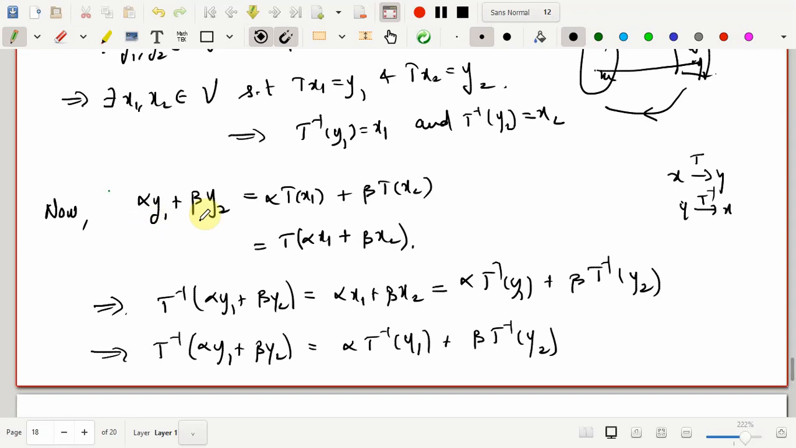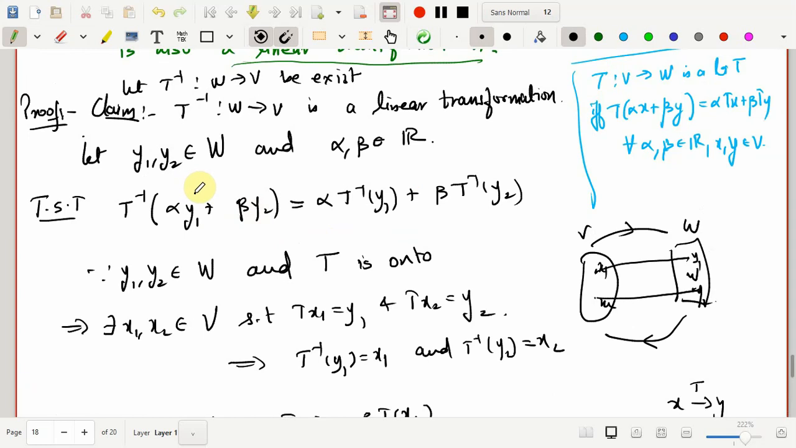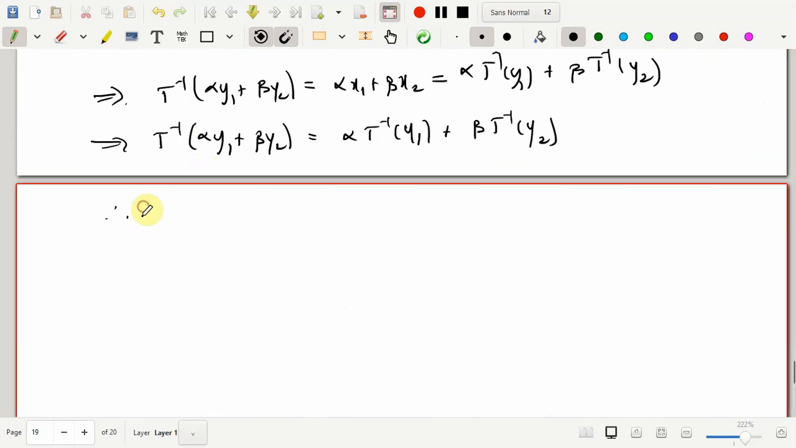I want to show that T inverse of alpha y1 plus beta y2 is the same as alpha x1 plus beta x2. So it is enough to show that alpha y1 plus beta y2 is equal to T of alpha x1 plus beta x2. Okay. So with this we have shown, using this theorem, that this T inverse is a linear transformation.